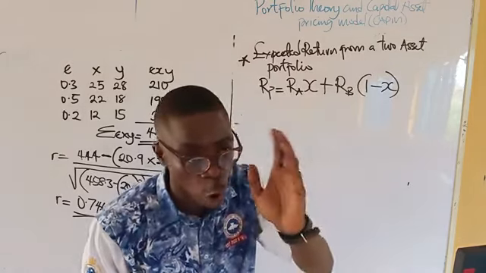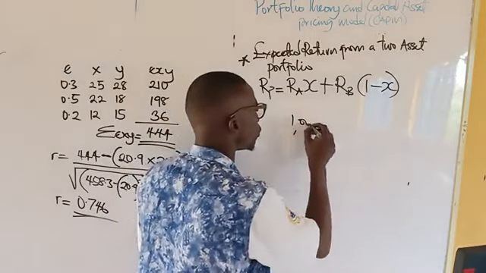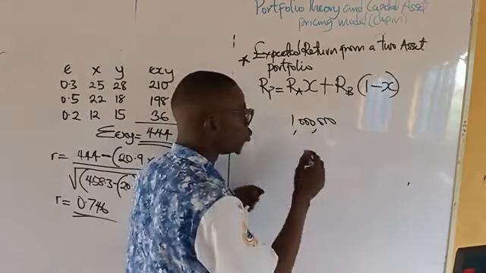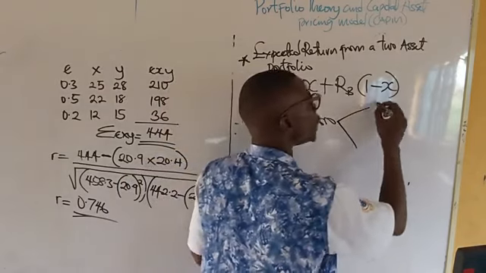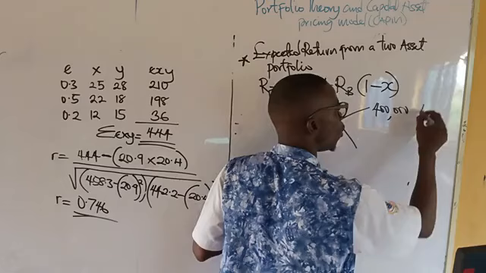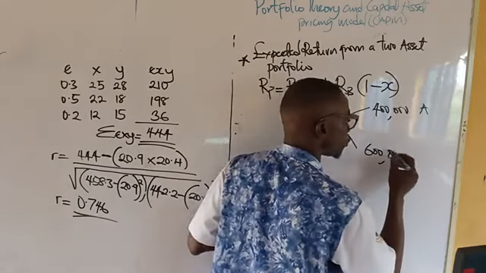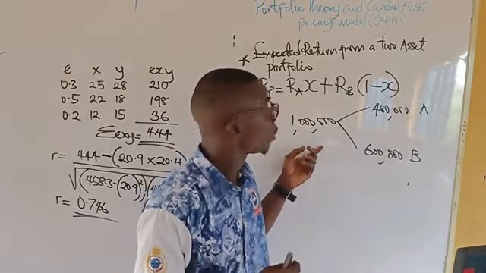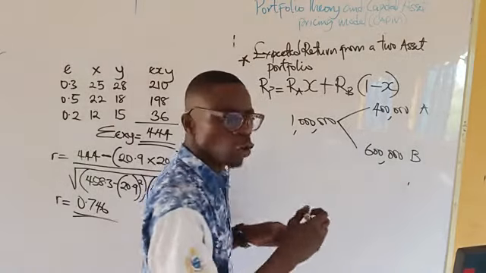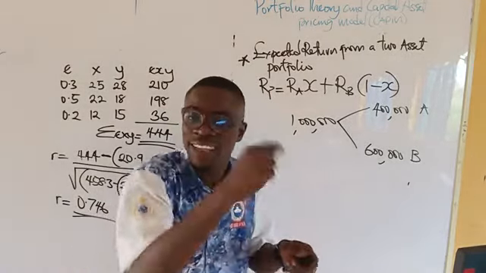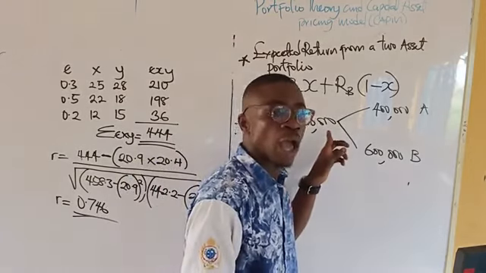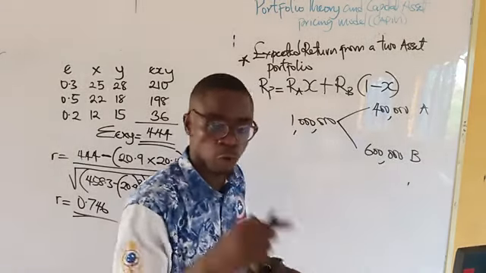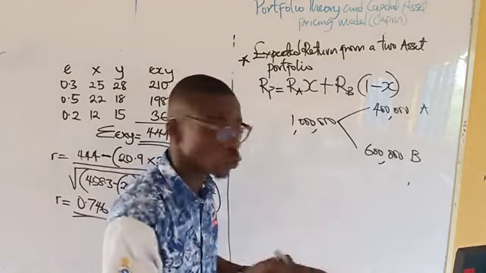Let's say you have 1 million to invest. Are we together now? You invest 400,000 on A and 600,000 on investment B. The total money you have with you is 1 million. For you to know the proportion, that is the percentage of the 1 million that you invested in A and B. So for those that are in foundation, in skills, please note this.